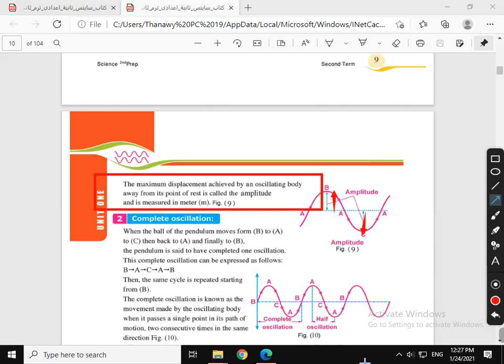The second concept, complete oscillation. What is meant by complete oscillation?